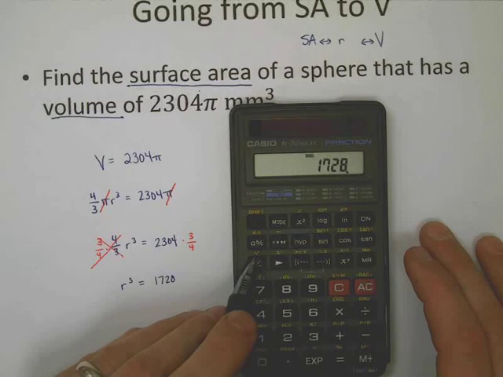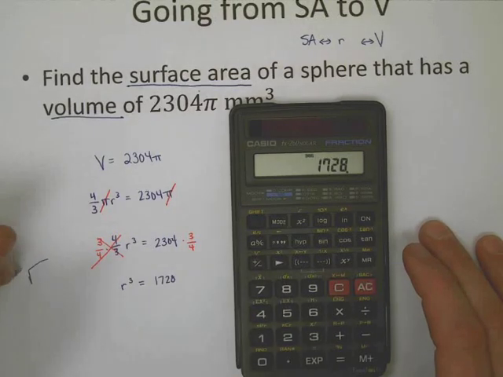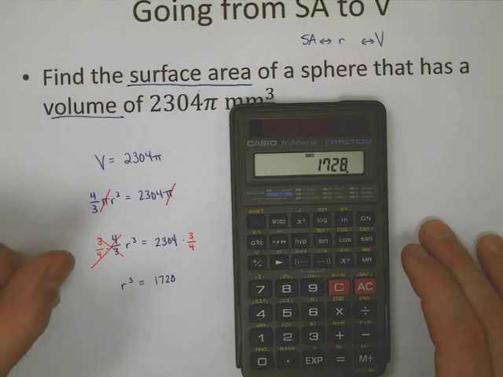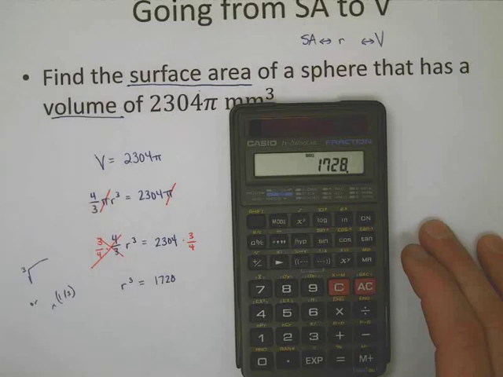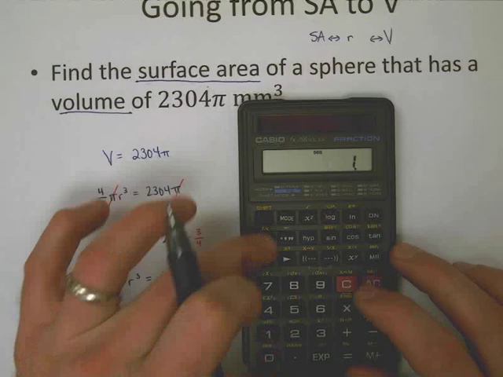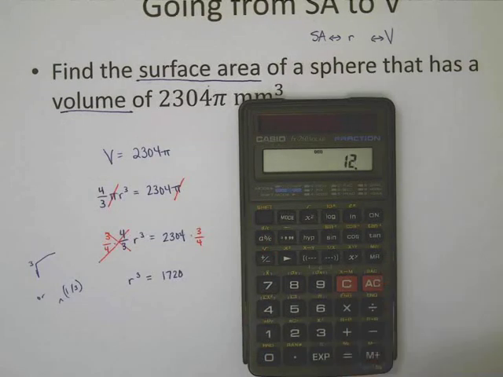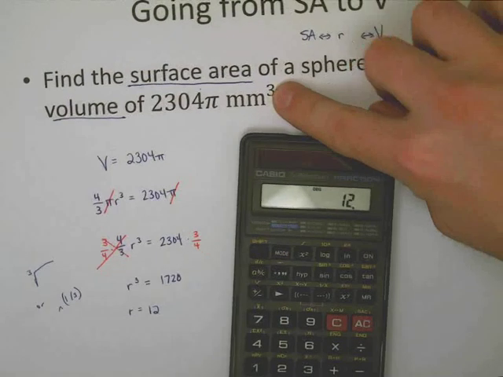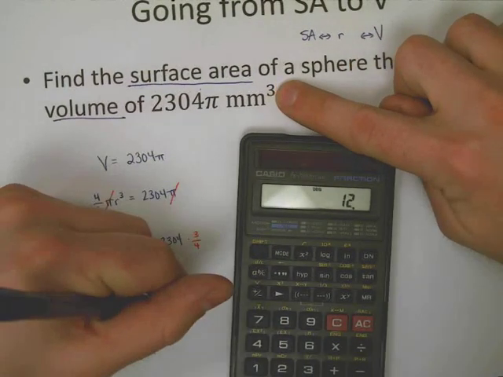Now, if you have the cube root button on your calculator like I have, it looks like a little square root sign with a little 3 up here. That's the cube root button. You can hit that now, or you can raise to the 1/3 power. Either way, I'll go ahead and do the raising to the 1/3 power. My radius is 12. Let's see, it looks like millimeters, right?